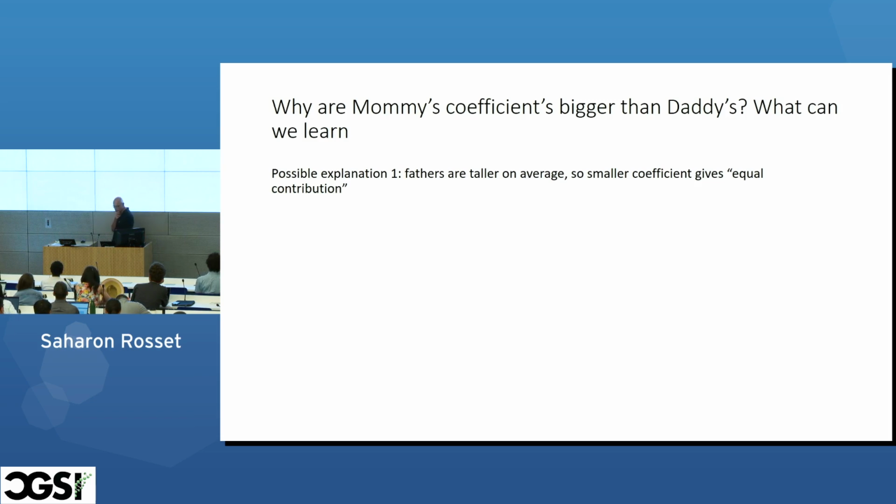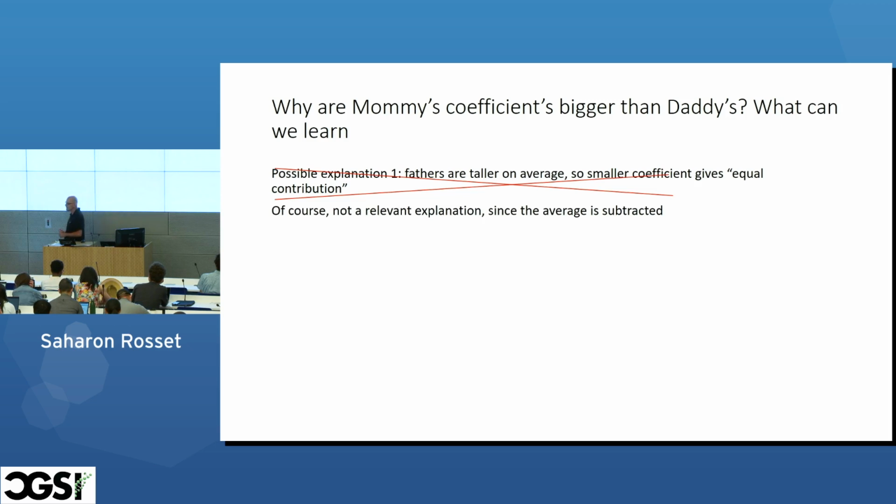Fathers are taller on average. So the smaller coefficient is to somehow equalize the contribution of the father and the mother because fathers are taller than mothers. And why is this argument completely incorrect? What do we do when we calculate the slope of the regression? We subtract the mean, right? So the mean has no effect whatsoever on the slope that we're estimating. That's obvious from what linear regression should mean, and it's also obvious from the mathematical formulas. So we know that there's no way this is correct.